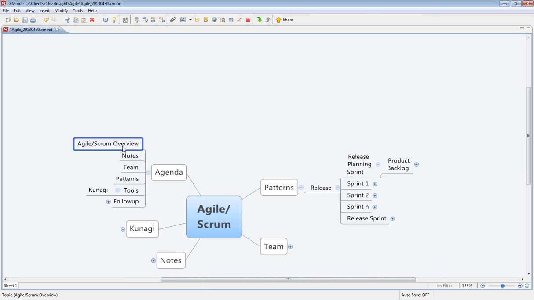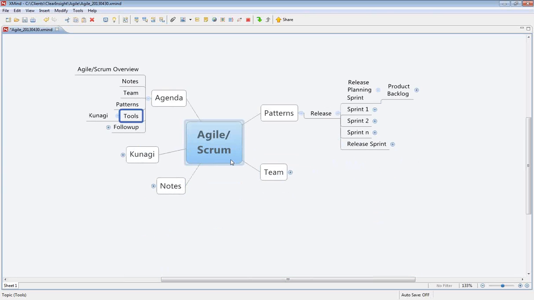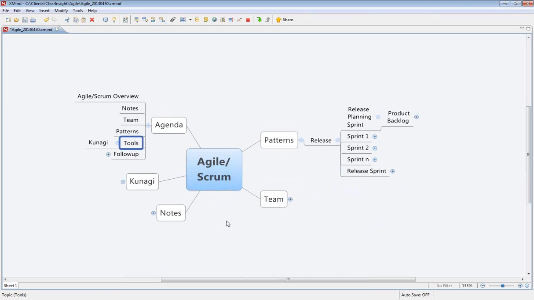So we've talked about an overview and some notes, and we've talked about the team, and now we've gone into some patterns. So let's look at a particular tool now, and I want to reiterate that the tool and the process are different. I'm going to use Kunagi as a tool for Agile Scrum to illustrate these points, but you can use any one of a number of tools that are out there to get this done.